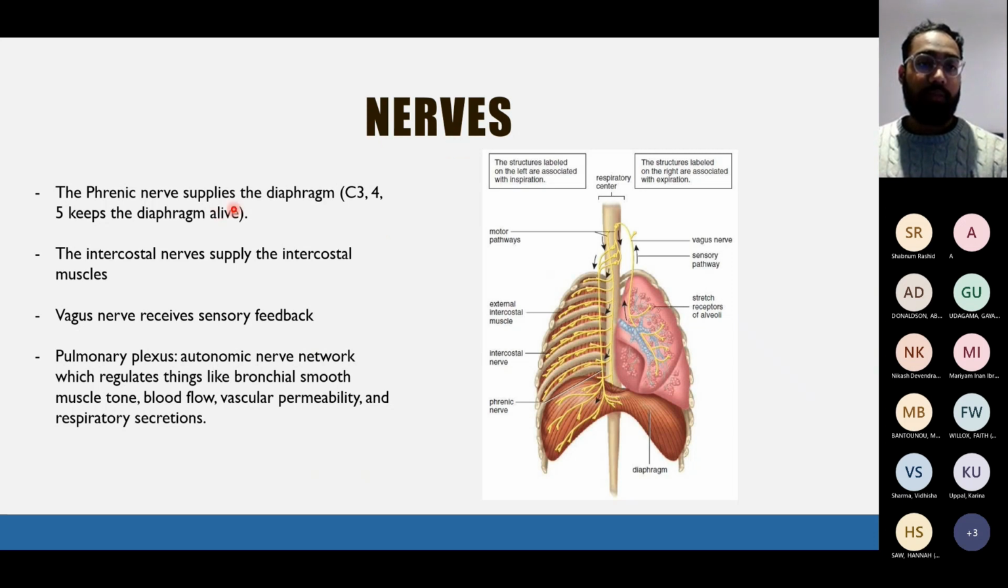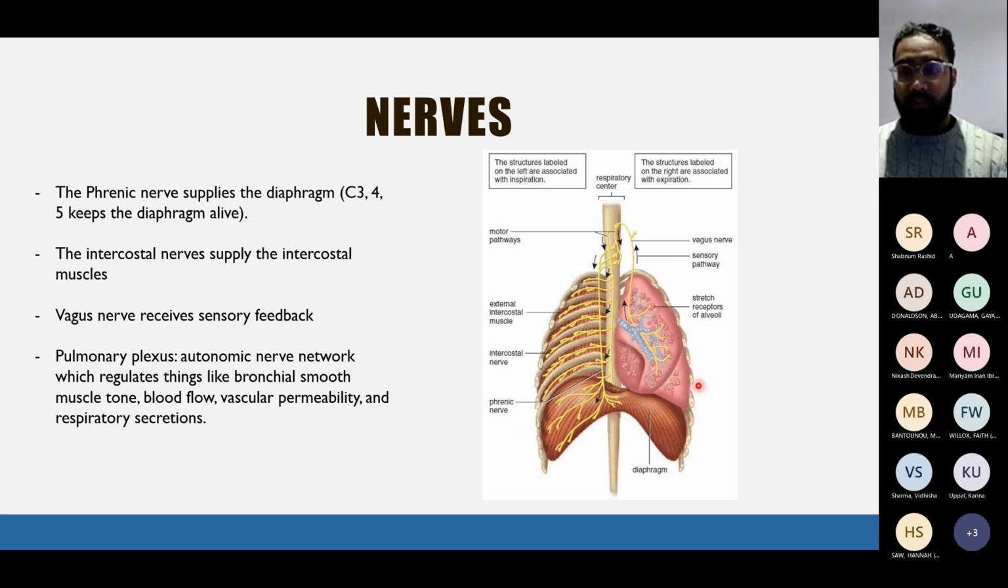So in terms of nerves, your phrenic nerve supplies the diaphragm. So diaphragm contractions are induced by the phrenic nerve. C3, 4, 5 keeps the diaphragm alive, is one of the medical mnemonic favorites. So that's just saying that the spinal roots of the phrenic nerve are C3, C4, and C5. They combine to make the phrenic nerve, and they power the diaphragm. The intercostal nerves supply the intercostal muscles, as we've talked about.